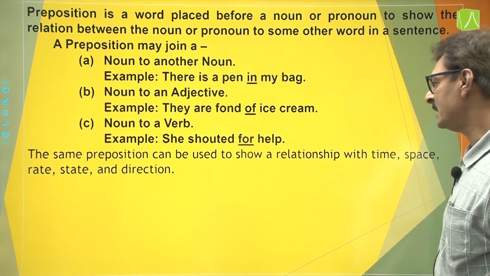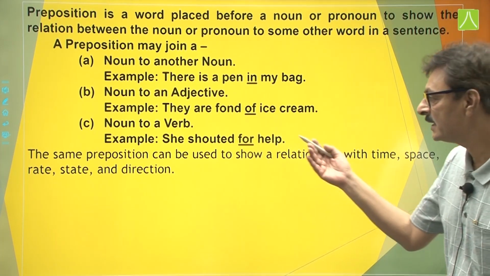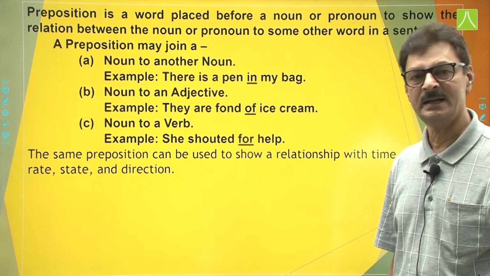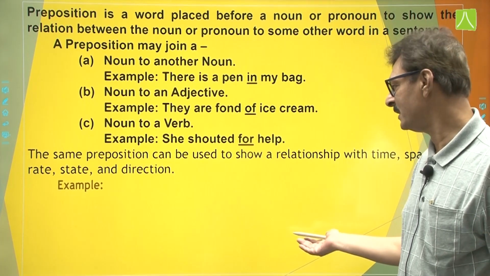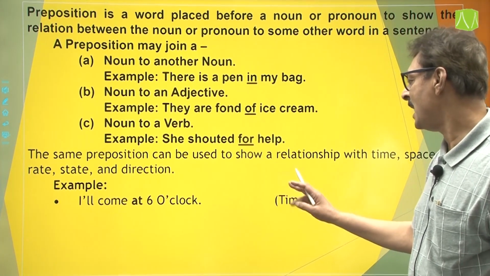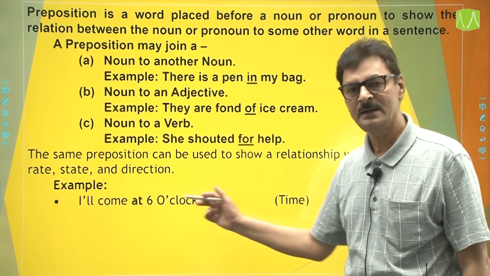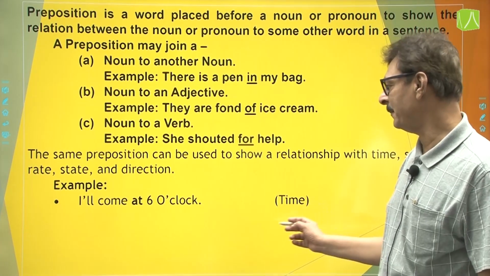The same preposition can also be used to show a relationship with time, space, rate, state and direction. And here are examples for you, that one preposition can be used in different sentences. I'll come at 6 o'clock. I'm taking the example of the preposition at, and this is showing the time.